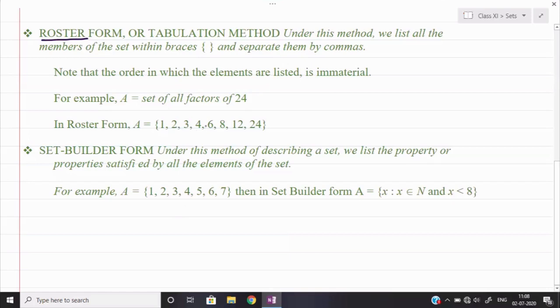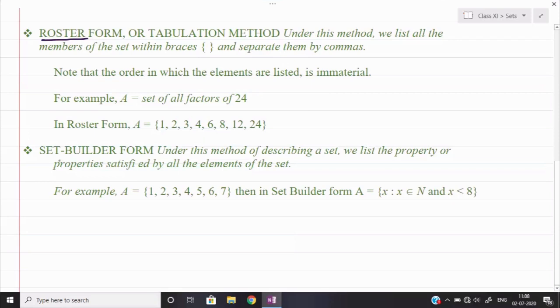One more thing here: the order in which the elements are listed is immaterial. Means if I write 2 first and 1 afterwards, or 12 first and 6 afterwards, the sequence of writing the elements is not important. You can change the sequence of the elements also. However, here we have taken care to write the elements in increasing order, so no elements are left out. So the sequence can be different, and when we list all the elements like this, the method is called the roster form.